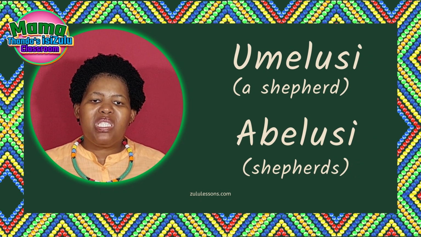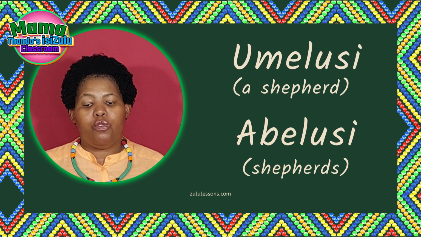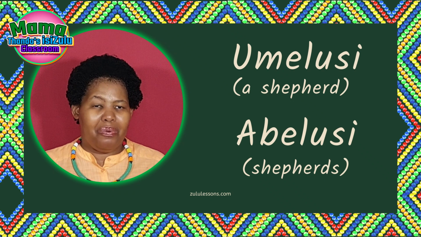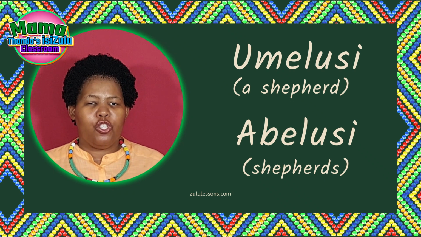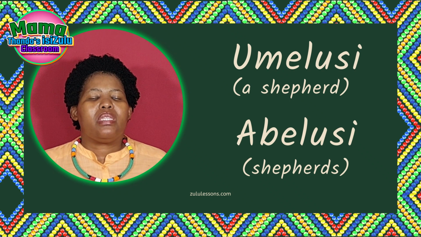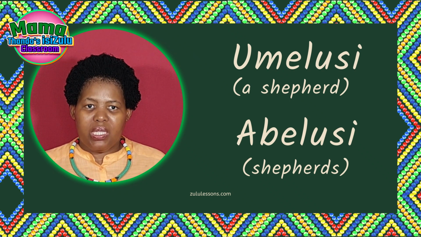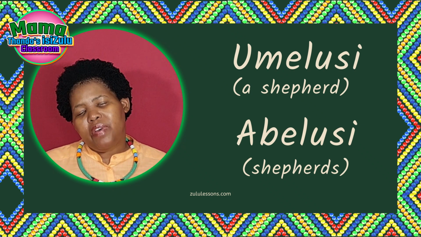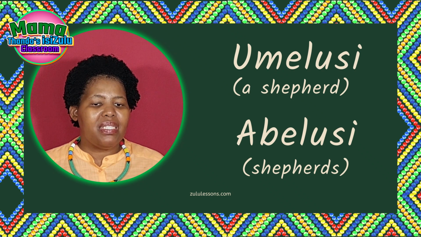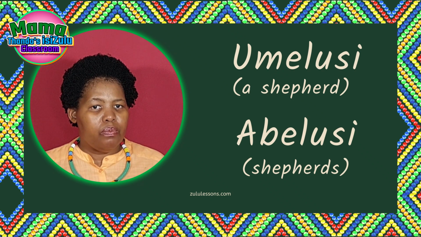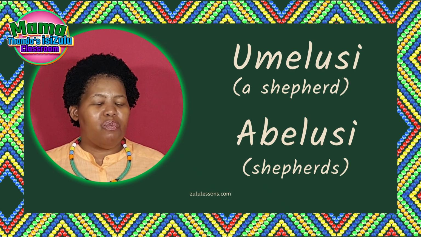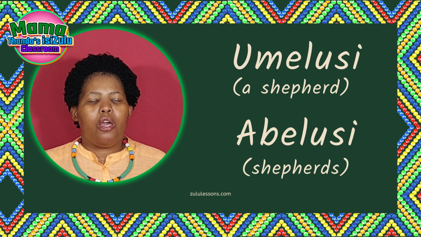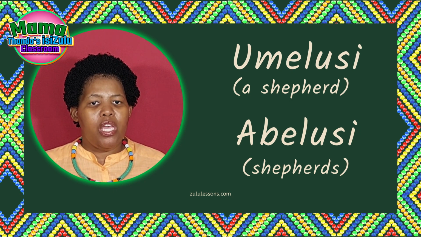Umelusi. Umelusi is a shepherd. So someone who takes care of sheep and cows and goats, stuff like that. Yeah, shepherd. So umelusi. The plural is abelusi. But you might find that some people might say umalusi. That is also very correct, but we don't use it a whole lot. So repeat these words after me. Umelusi, abelusi.